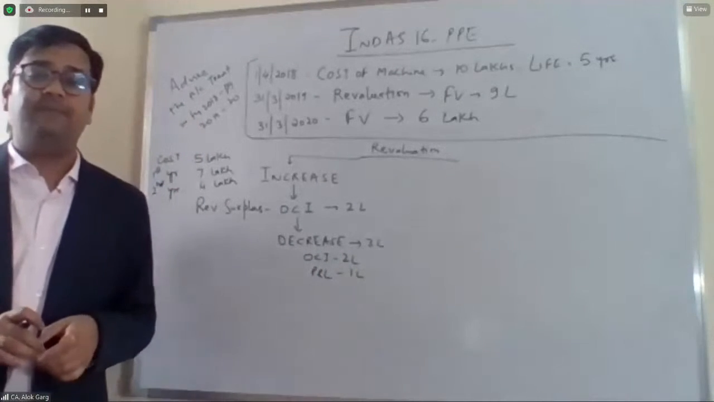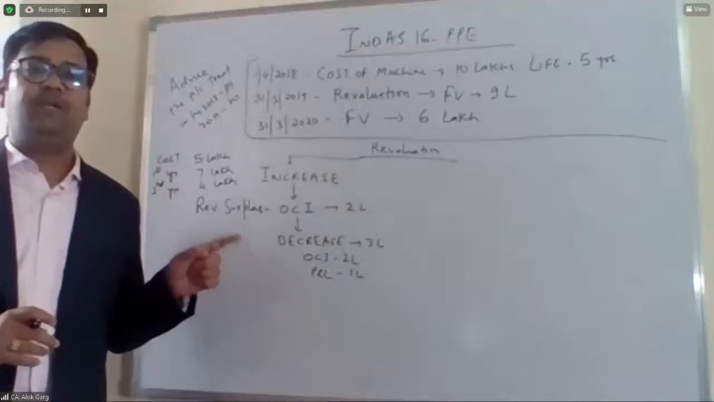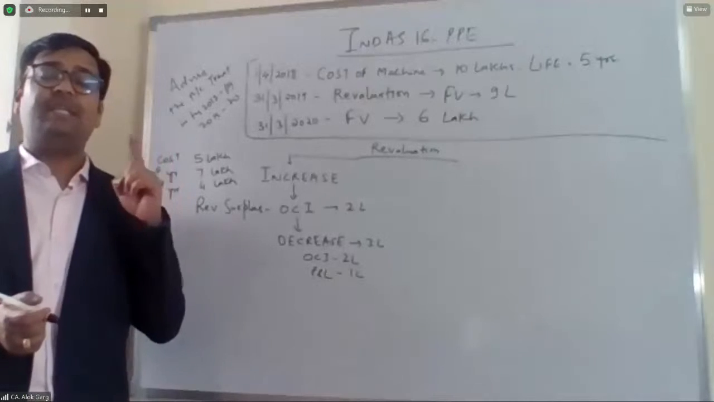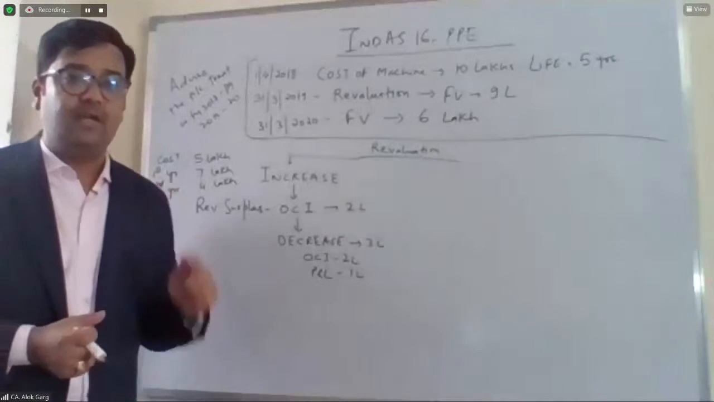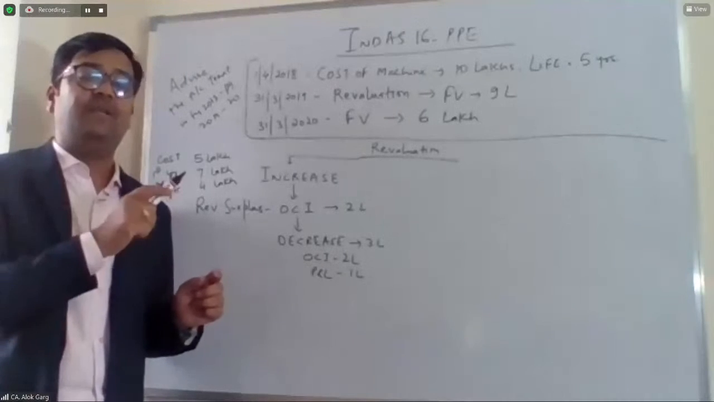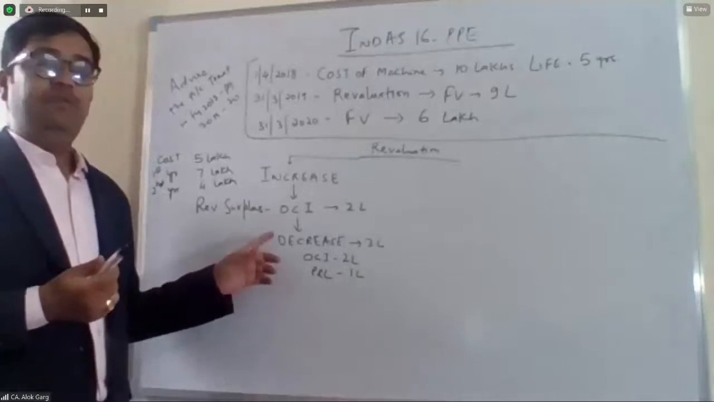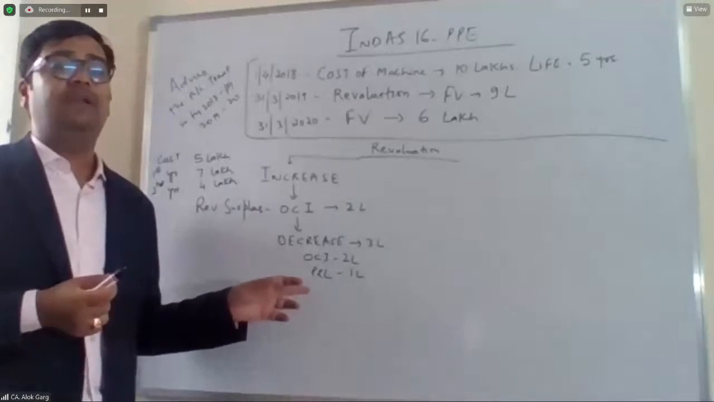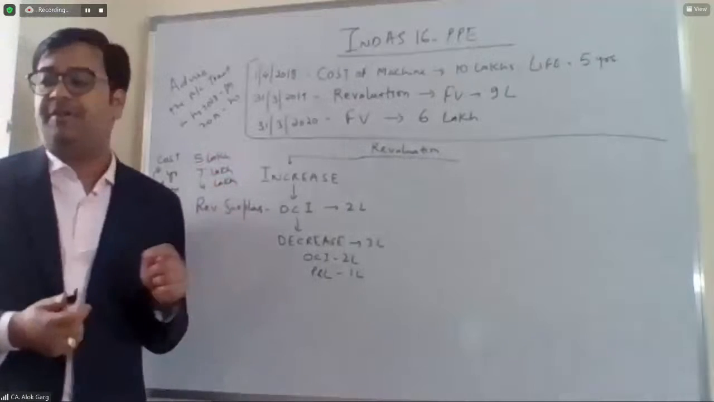And what will be the accounting entry? Revaluation surplus OCI account debit 2 lakh, P&L account debit 1 lakh, to asset account 3 lakh. Okay. So remember, when there is a first-time increase, we credit revaluation surplus, other comprehensive income. But when there is a subsequent decrease, it is required to be adjusted to the extent the company has a credit in the revaluation surplus account. So we have debited OCI by 2 lakh, debited loss on revaluation in P&L by 1 lakh, and credited asset by 3 lakh. So this is the concept of revaluation surplus accounting treatment. Okay.